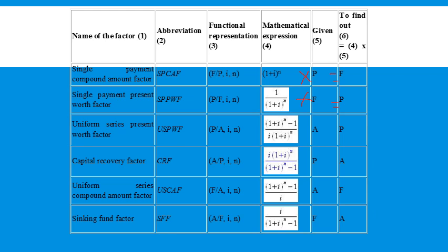If we just remember one factor, that is single payment compound amount factor, uniform series present worth factor, and uniform series compound amount factor, if we remember these three, the reversals of those are the remaining three. So it's very easy. Remembering these three formulae is very essential to solve any problem.